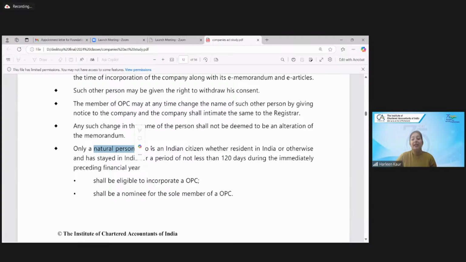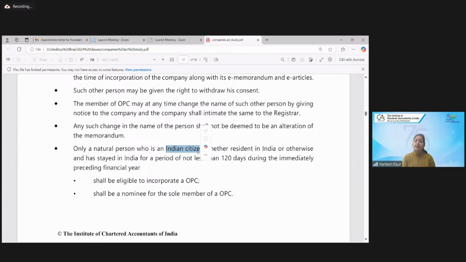He needs to be an Indian citizen. Can a foreign citizen open up an OPC? Mr. R is a foreign citizen. He decides to open up OPC. Can he do that? Yes or no? Can a foreign citizen open up one-person company in India? No, ma'am, because law specifically says that only Indian citizen can open.